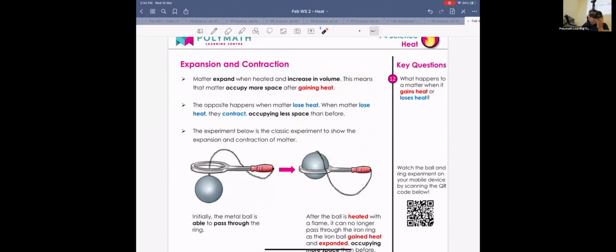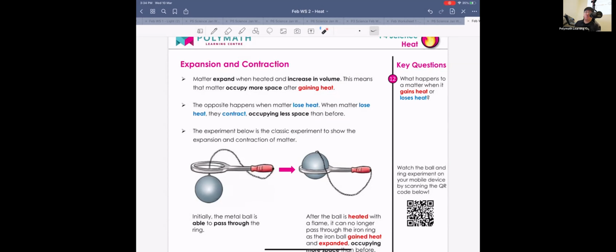Okay, so when something gains heat, it expands. When something loses heat, it contracts. Contracts means it becomes smaller. So that is thermal expansion. Thermal expansion means something gains heat, it expands.